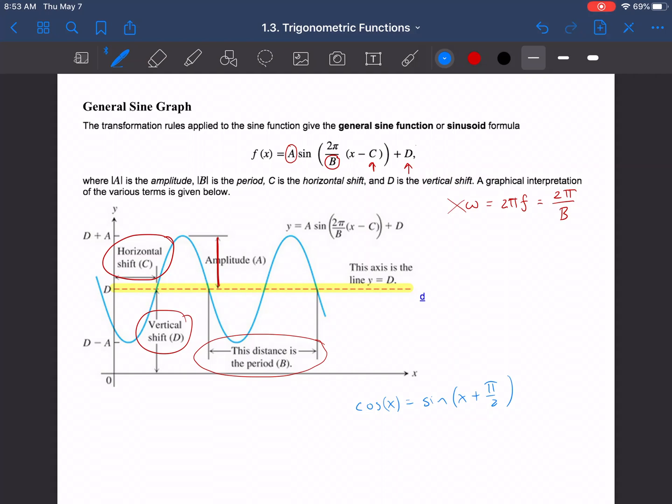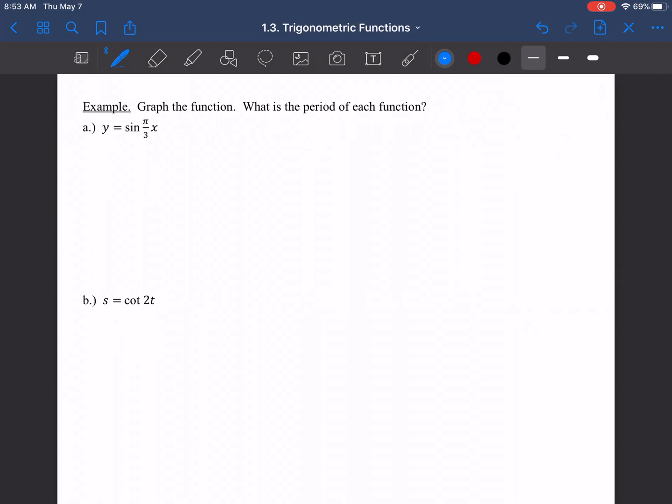Period. Be very careful about this. I'm going to show you in a minute about this, using that 2 pi over b as the period, where b is the period, for tangents and cotangents. It doesn't quite work there, and I'll show you why in a few minutes, okay? So, next part, graph the function. What's the period of each function?